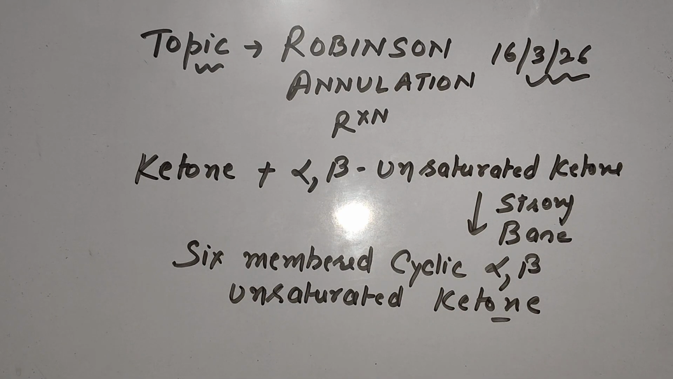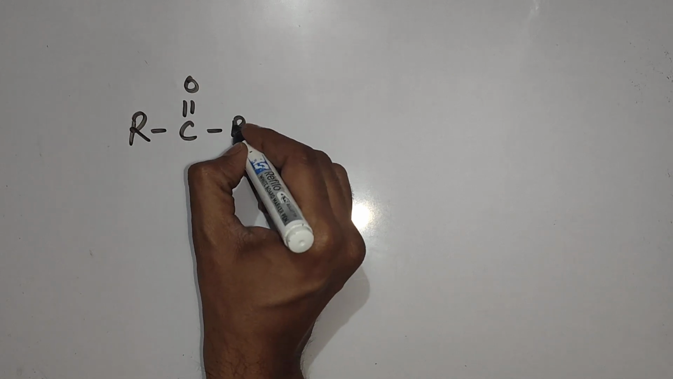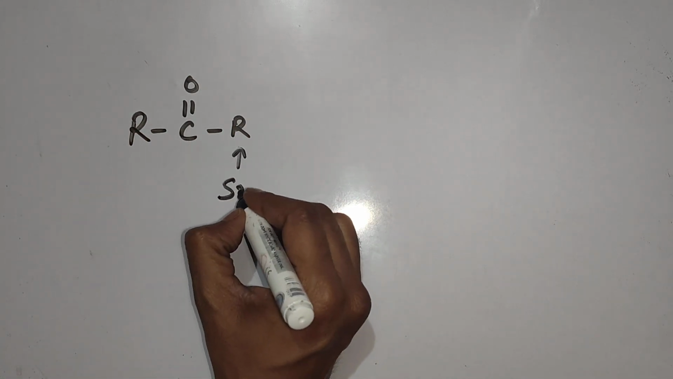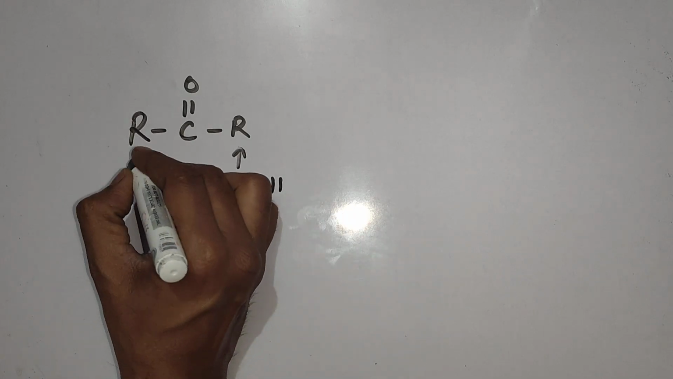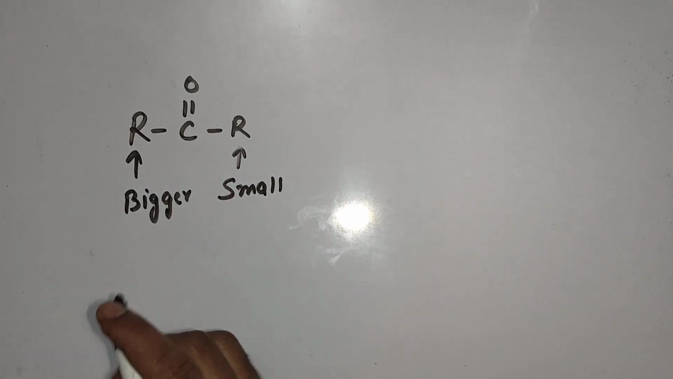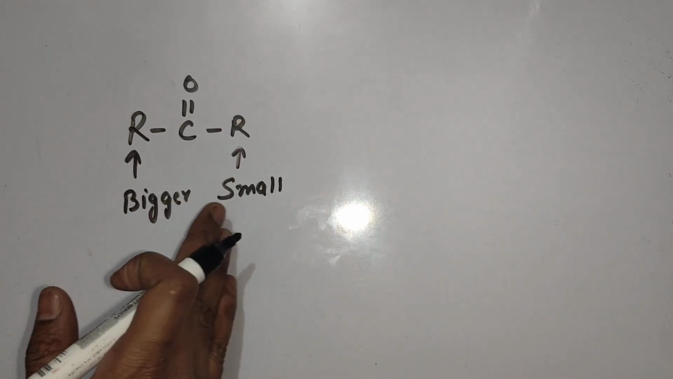Let's check. First I am going to write them in general fashion. Ketone general formula is RCOR. Two alkyl groups are there. One alkyl group small, one is bigger. Both can be of same size also, but for the understanding of this concept, that's why intentionally I am writing one small, one bigger.